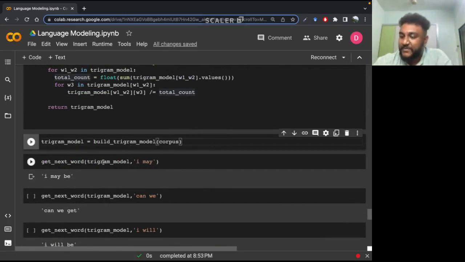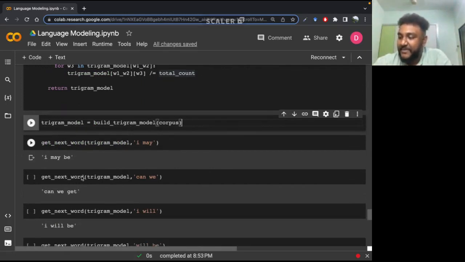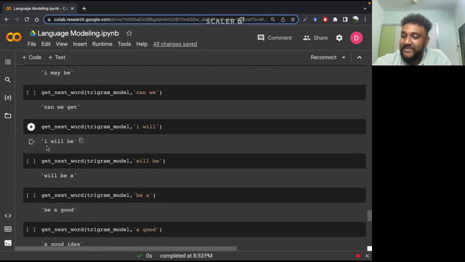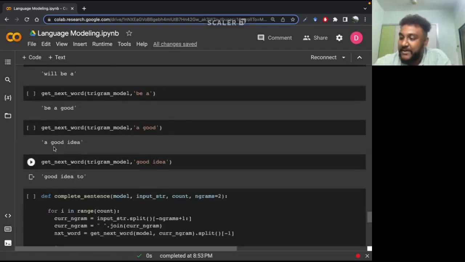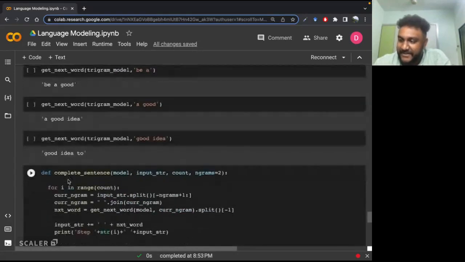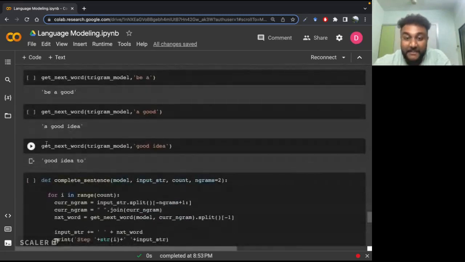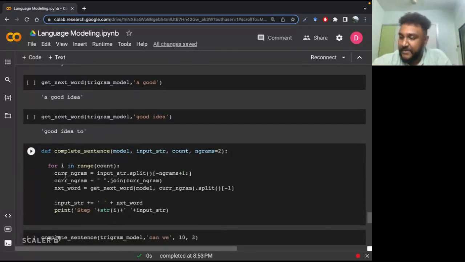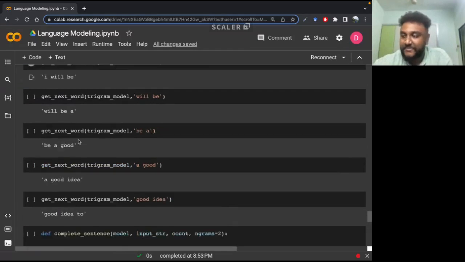Okay. So get next word for "I may" is "I may be". Then we have "can we get". Then we have "I will be". Then you have "will be a". Then we have "be a good idea too". Right. So it looks like we have a pretty decent model which is predicting. This seems pretty decent, because it's making meaningful sentences now. All these phrases that it's giving are not meaningless. So our model has to some extent learned how to capture 3-word level dependencies. So this is a good sign for us. Trigram seems to be working quite well.